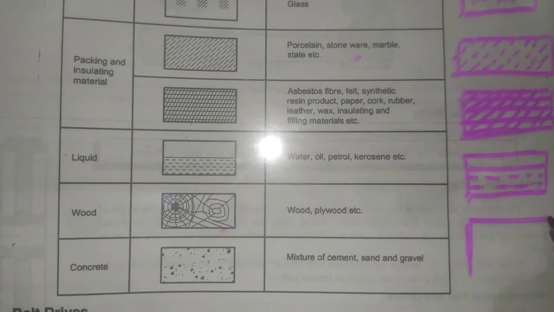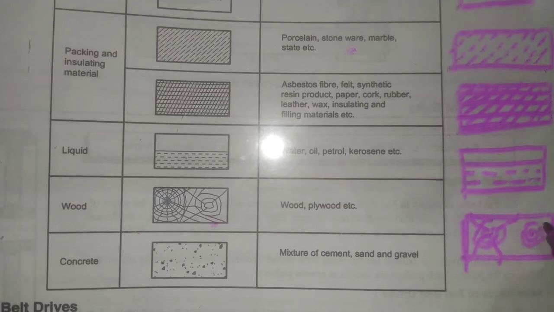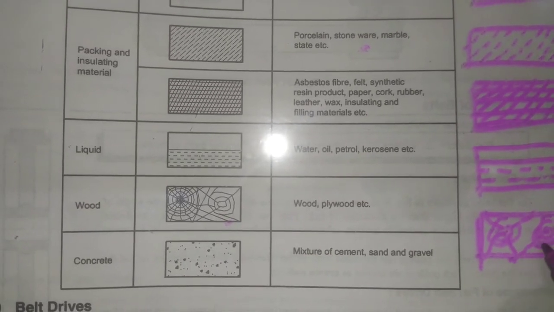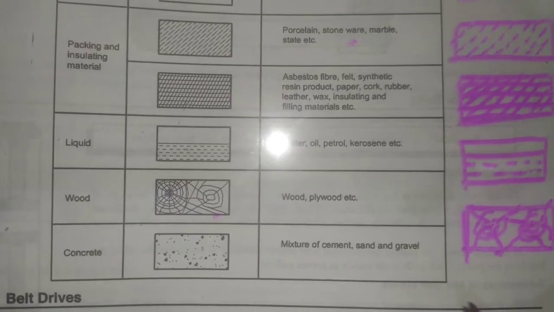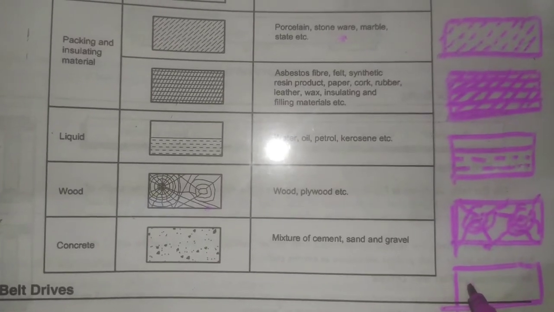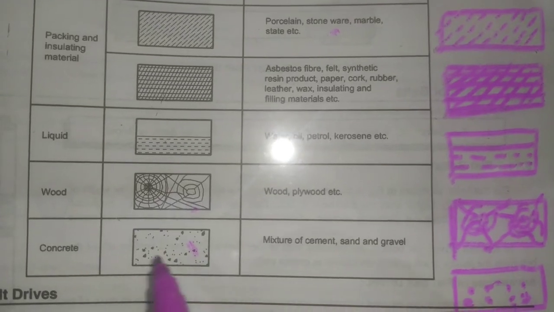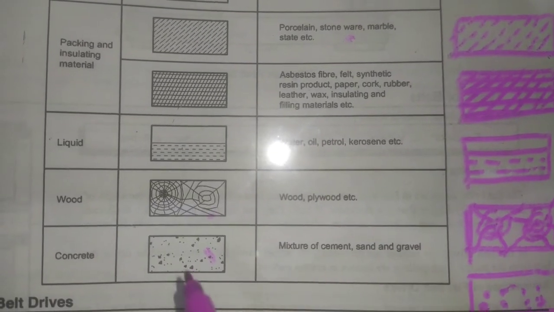If the material is wood or plywood, then it is shown in this fashion, just like waves. Concentric uneven circles, and from the center you draw lines like sun rays. If it is concrete, just the rectangle, with small stones, the darker parts being stones, and the cement mixture of cement, sand and gravel shown in this fashion. These are the various materials that we have to show.